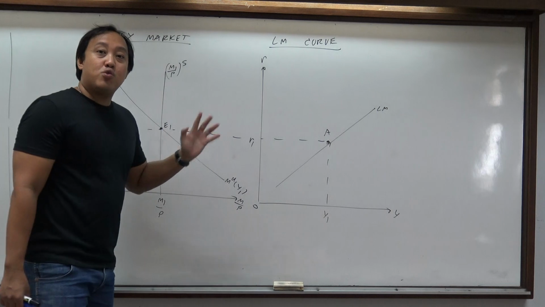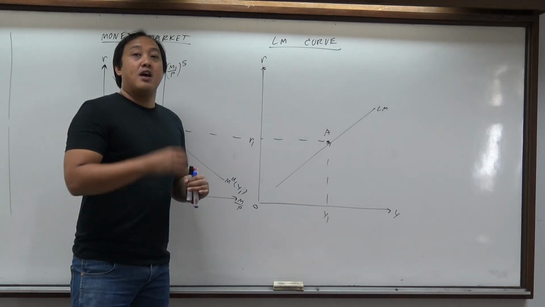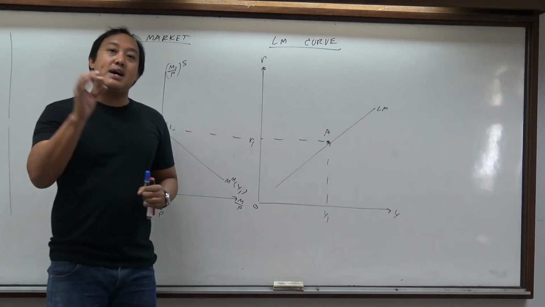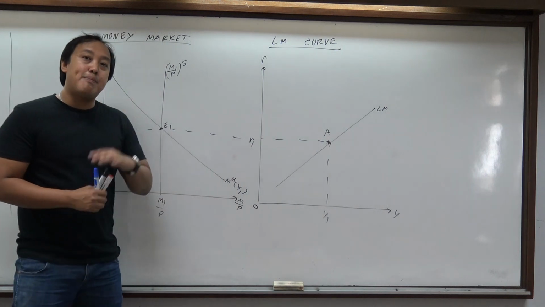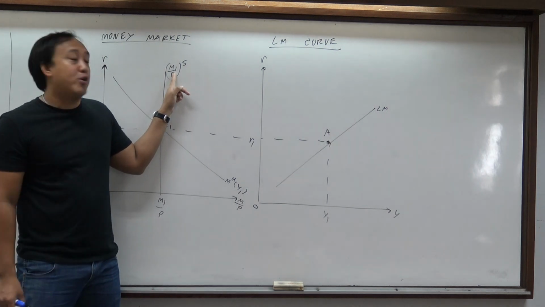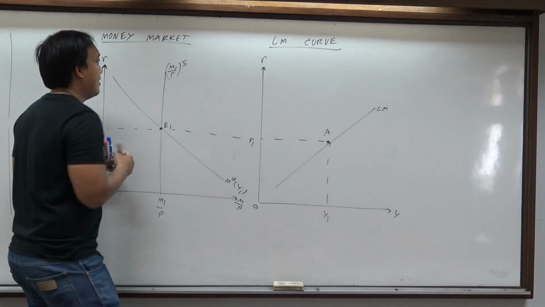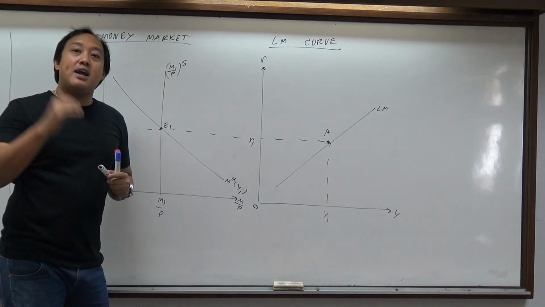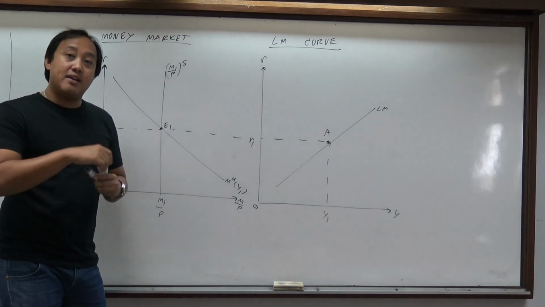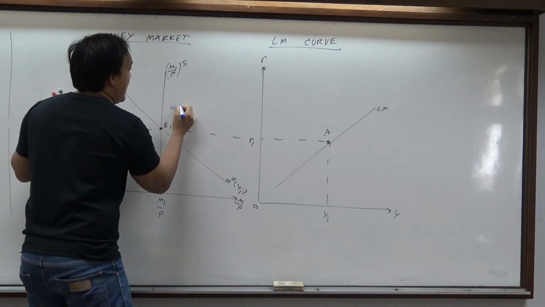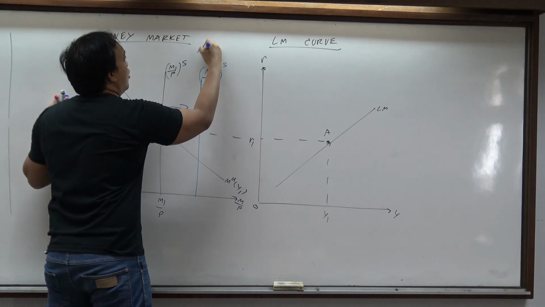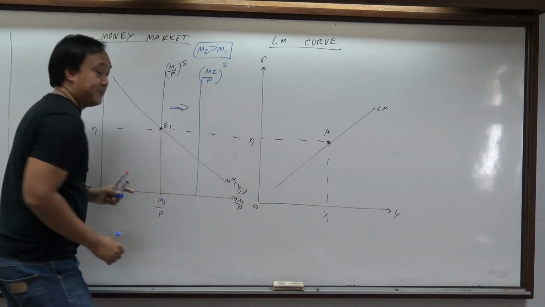And now I'm going to talk about what happens if the real money supply changes, in the case of the central bank using monetary policy. Again, the central bank can use monetary policy to control M, the amount of money in the economy. For example, this one is M1. If the central bank injects more money into the economy, using QE, quantitative easing, then the real money supply will shift to the right. This is M2 over P. Note here that M2 is greater than M1.